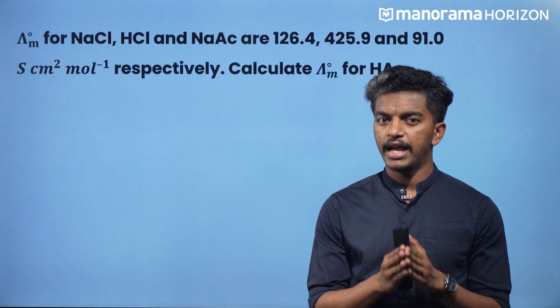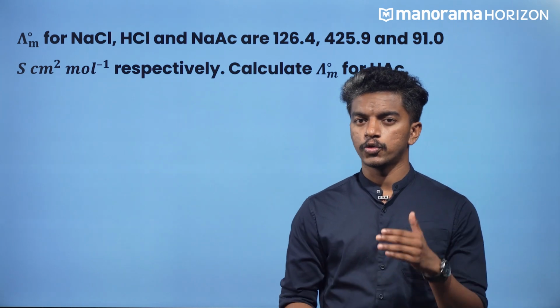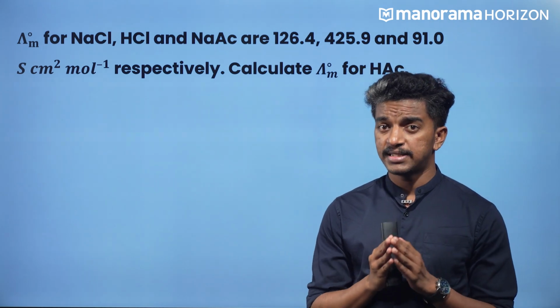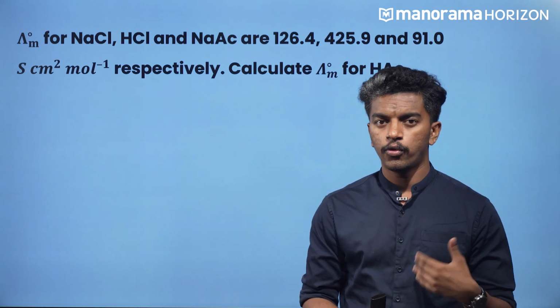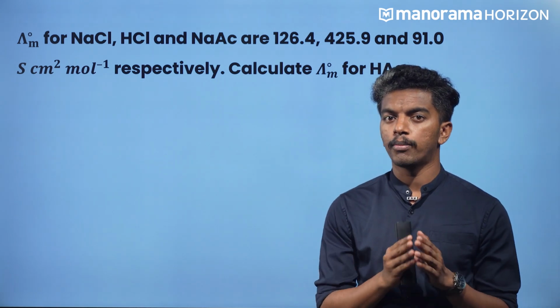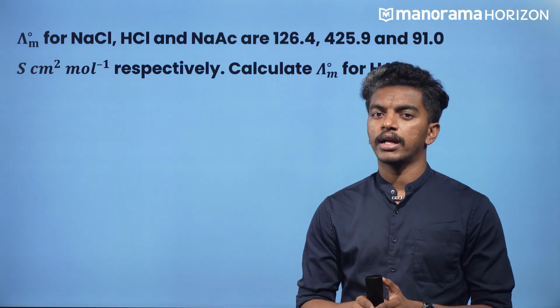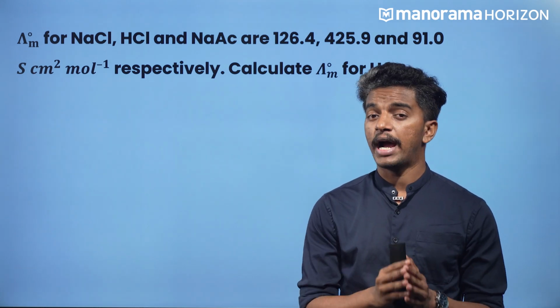Based on the concepts we have discussed in this class, try to answer this question. Limiting molar conductivities of NaCl, HCl and sodium acetate are 126.4, 425.9 and 91 Siemens centimeter square mole inverse respectively. Using this, calculate the limiting molar conductivity Λm0 for hydrogen acetate.